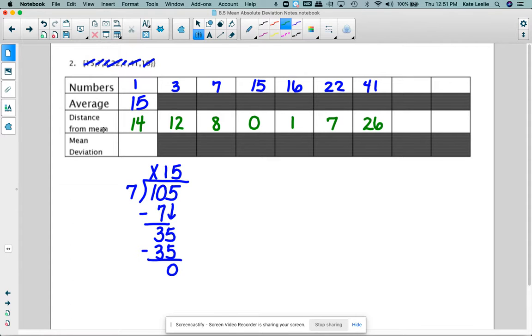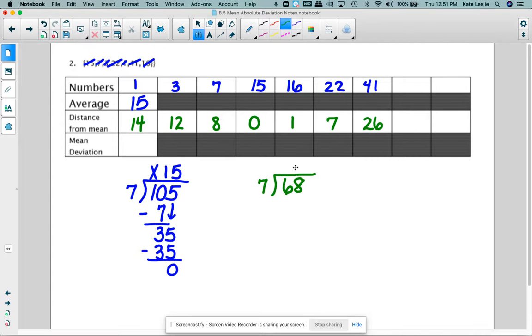Okay, now that I have my new data set in green, we're going to find the mean of that. That's our final answer, our mean absolute deviation. So let's go ahead and add all these together. When you add them all together, you're going to get 68. We are still dividing by 7 since there are still 7 numbers.